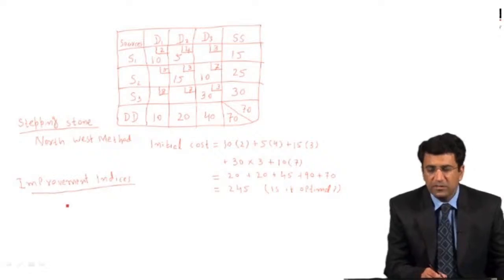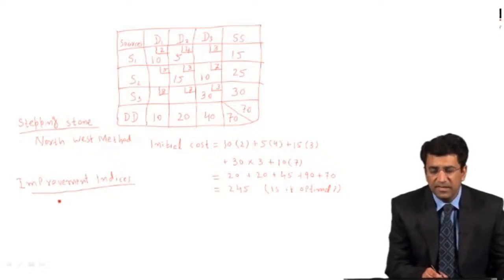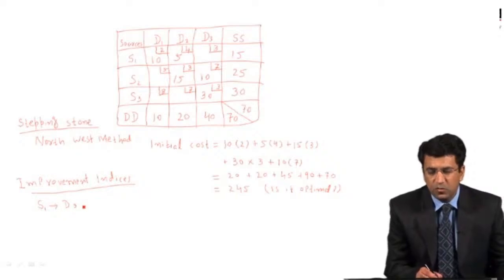So class, the first unoccupied cell or the empty cell is S1 to D3. This may be represented as S1 to D3. So how will we calculate these improvement indices?